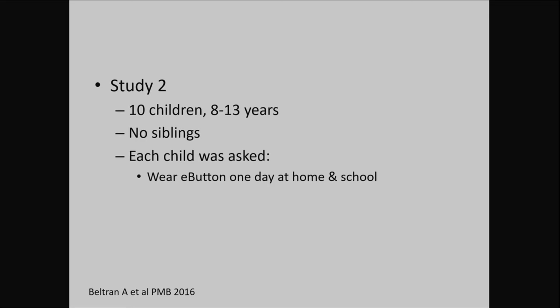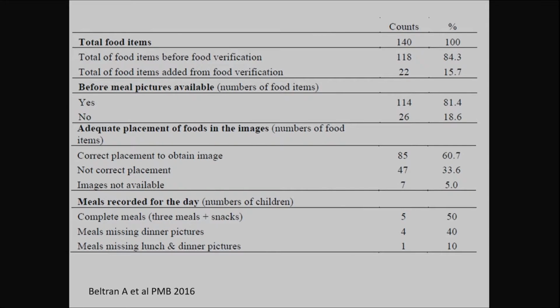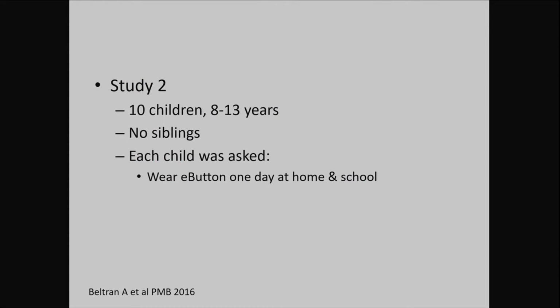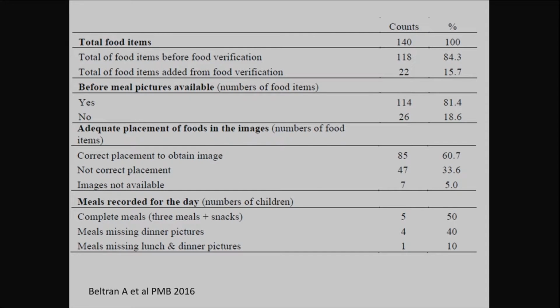So the second study was 10 children, 8 to 13 years old. No siblings were involved this time. Each child was asked to wear an E button 1 day at home and school. There was a little bit of mechanics that needed to take place to make sure it wouldn't flop around. They had to wear a special T-shirt, and they had to tape the button down. I think that was under the shirt. So that's 10 children over 1 day. And here are the number of counts of foods. These were the ones that were verified on the E button, and then these came in from the children.